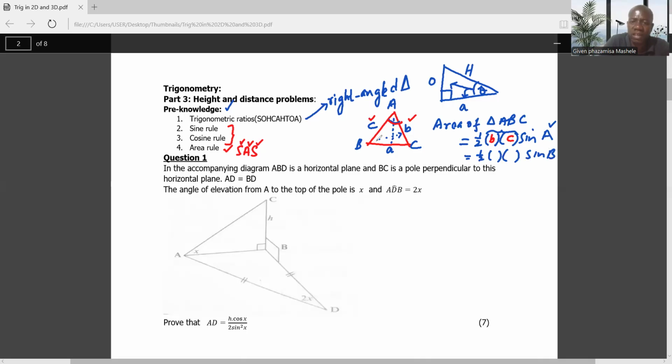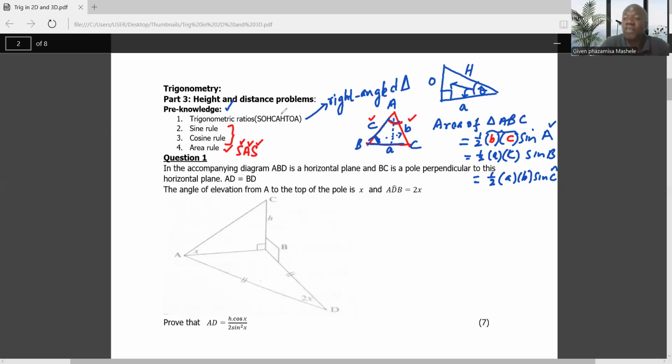Let's say we're using angle B here. If we're using angle B, it means you have to know the sides that form that angle, so it's small letter a and small letter c. The same applies if you're using angle C: you have to use small letter a and small letter b, sine angle C. It depends on what you're actually given. But this is the formula for calculating the area of a triangle.